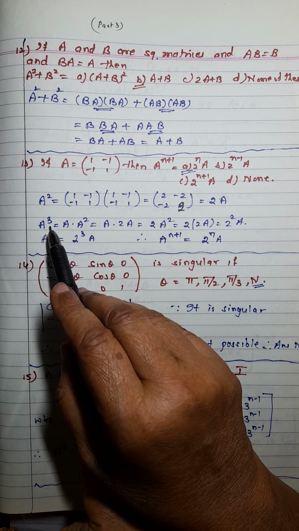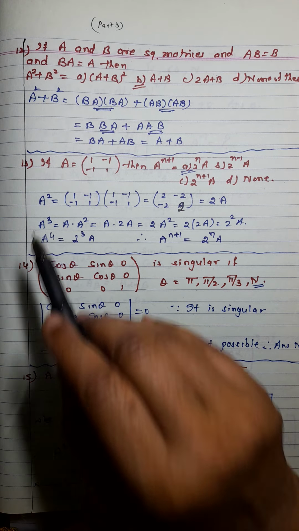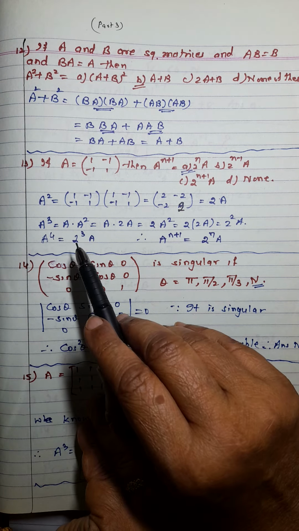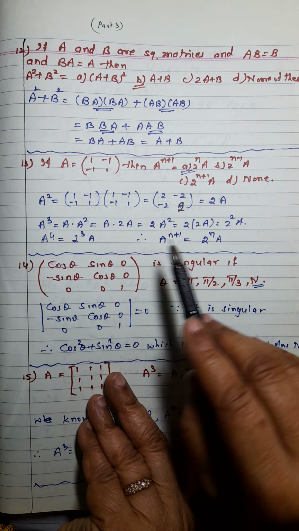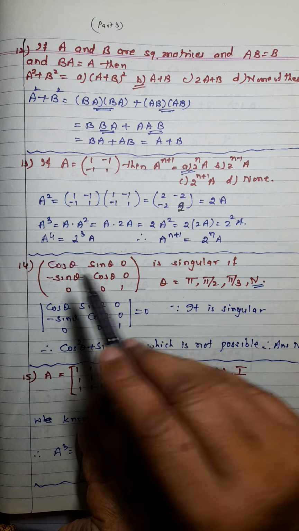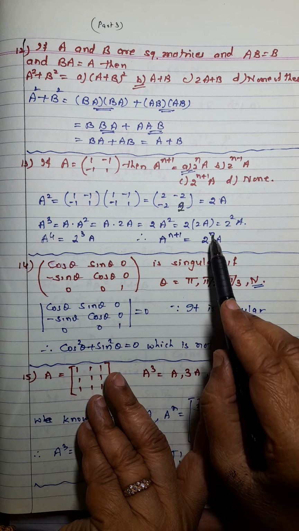Usually you will have to try till n is equal to 3, because 2 is dangerous. 2 plus 2 is also 4 and 2 into 2 is also 4. So we will have to try the third order. And A raised to n plus 1 will be 1 less than that. It will be 2 raised to n into A.